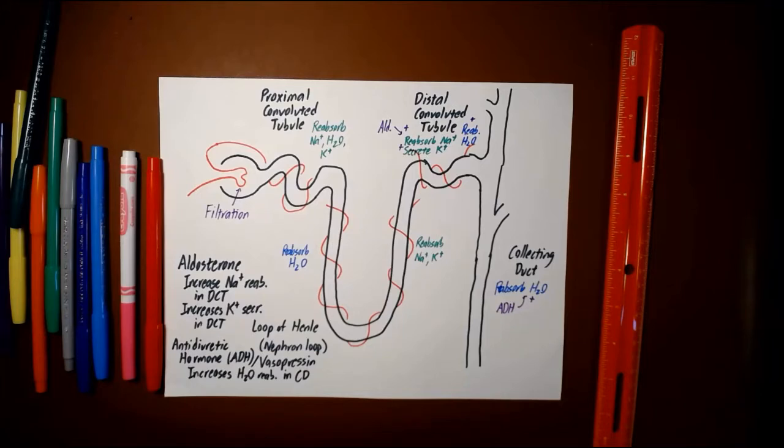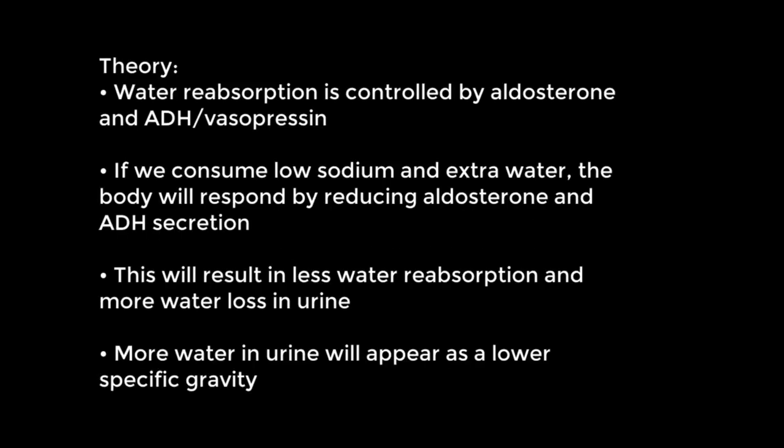Now we're actually going to look at how we're going to investigate this in this lab. So as we've just learned, water reabsorption in the distal tubule and the collecting duct is controlled by aldosterone and antidiuretic hormone, also known as vasopressin.